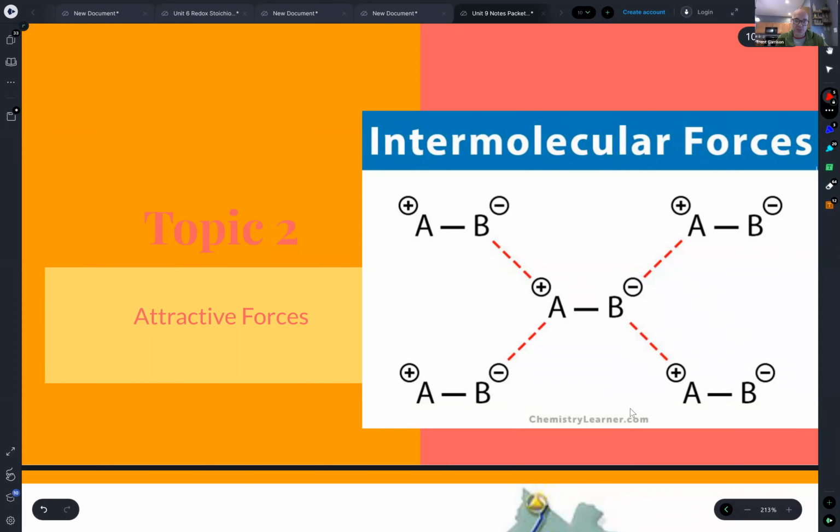This is attractive forces. So this is the most important aspect of this unit. Let's jump right into it. So another word for these attractive forces is intermolecular forces. So we've got to learn what in the world those are. To do that, we need to start talking about, let's break down the root of the word. Let's get into the etymology.